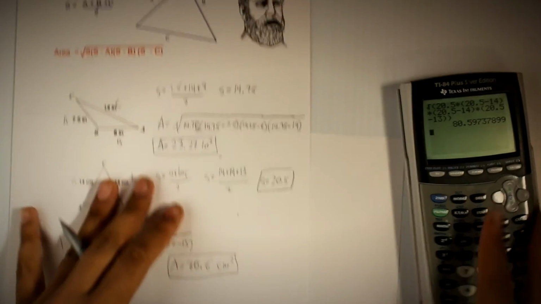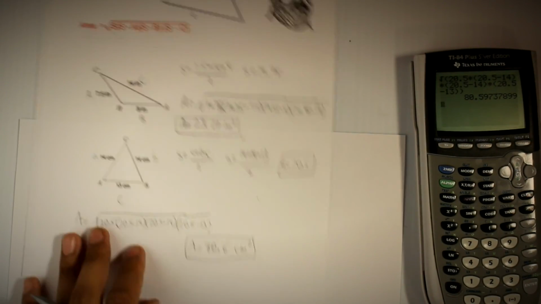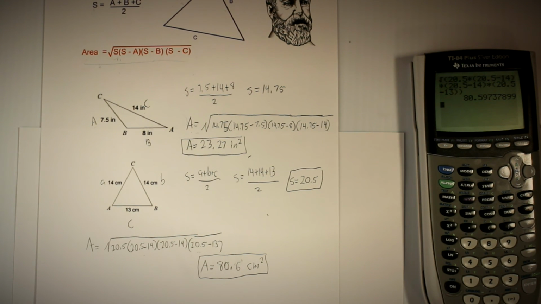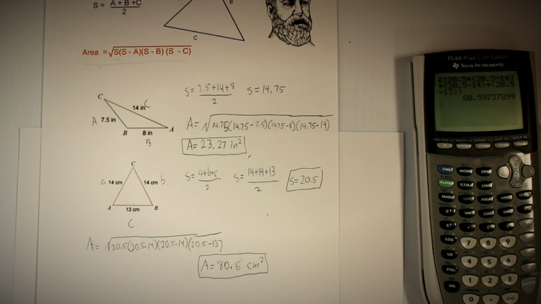So that's basically it for Heron's law. It's fairly simple, simpler than the law of cosines or sines. So I think I chose the right topic for the rock paper scissors shoot.